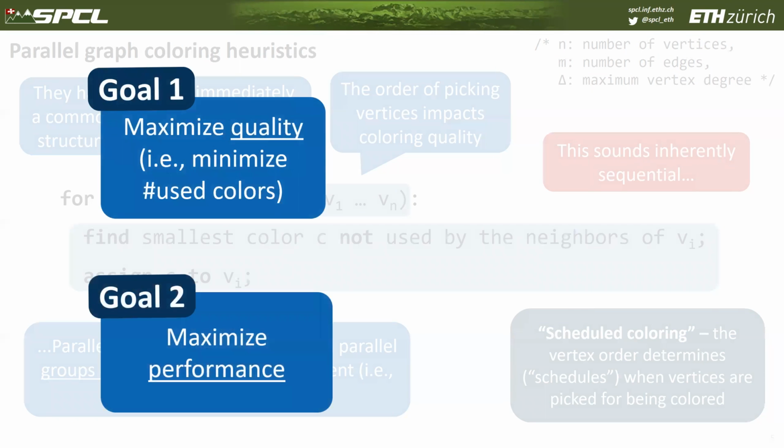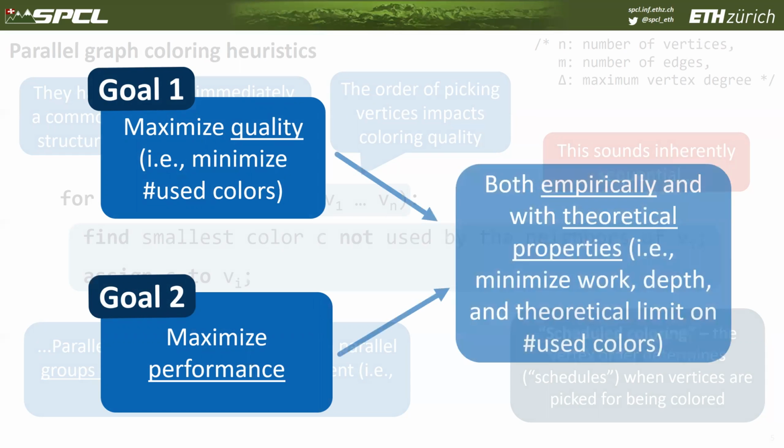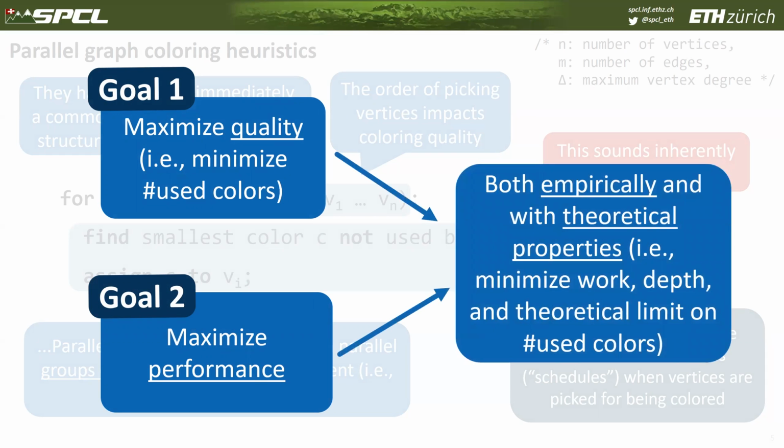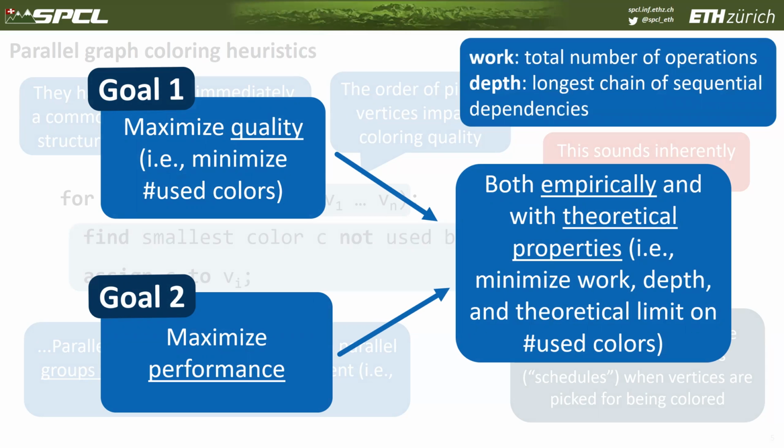Two main goals of such heuristics are, on one hand, to maximize quality, namely minimize the number of used colors, and to maximize performance. These two goals are usually considered for both the empirical setting and for the theoretical properties, where we want to minimize work and depth. Work is the total number of operations used in the algorithm, and depth is the longest chain of sequential dependencies. We also want to minimize the theoretical bound on the number of used colors.